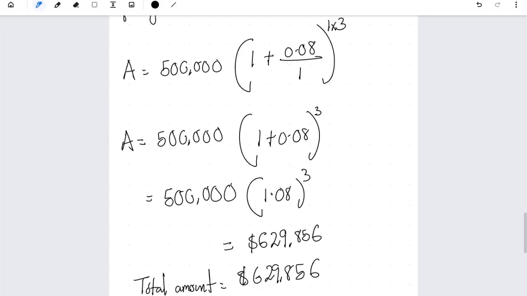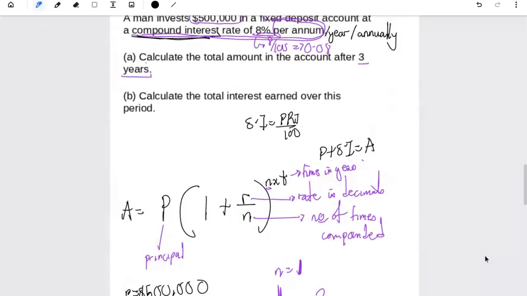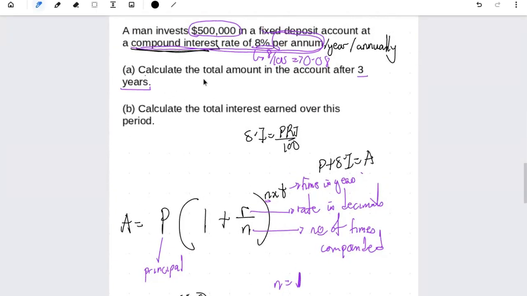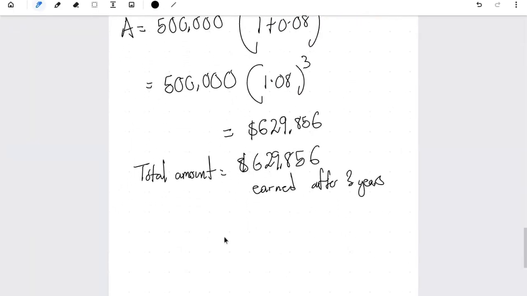You can also run earned after 3 years. This is just the amount, not the interest. Okay, all right. So we'll answer the first question, which is the total amount. Now calculate the total interest earned. So for the total interest, simply do interest is equal to the amount minus the principal, which was the initial $500,000.